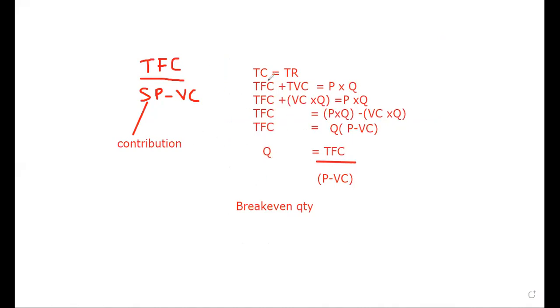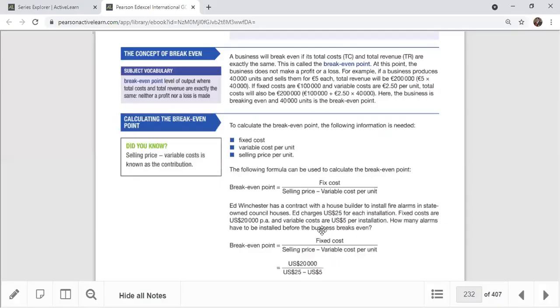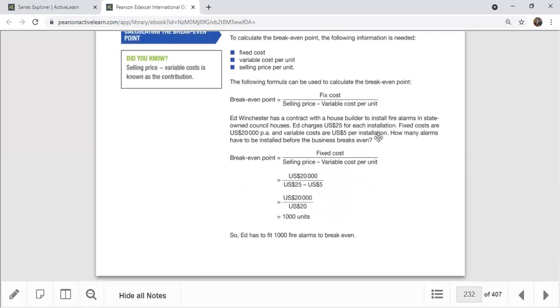This technical part, no need to memorize, but I just showed you how these mathematicians actually derived this formula. But in the business world, you should know how to apply this formula in your daily decision-making process. How much would the break even be in your organization, right? You have to cover the total cost and total variable cost; how much quantity should you produce? Look at this case study. Winchester has a contract with a house builder to install alarms in state-owned council houses. They are charging 25 per installation, fixed cost is 20,000 per annum, and variable cost is only 5 per installation. How many alarms should they install before the business breaks even?